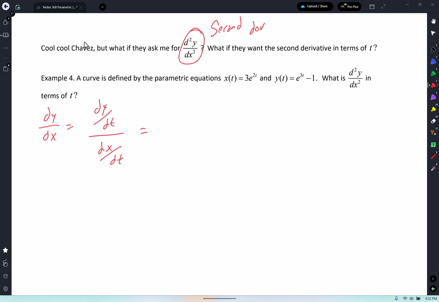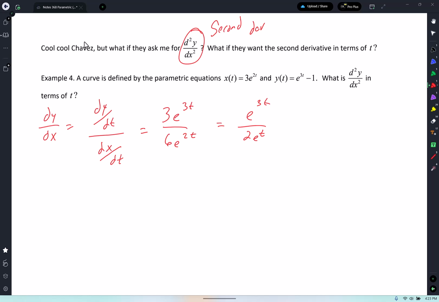Dy dt is going to be 3e to the 3t over 6e to the 2t. 3 goes into 6 how many times? Twice. Does this look fun? It's actually pretty fun. It's not that bad. It really isn't. All right. Are we still okay?